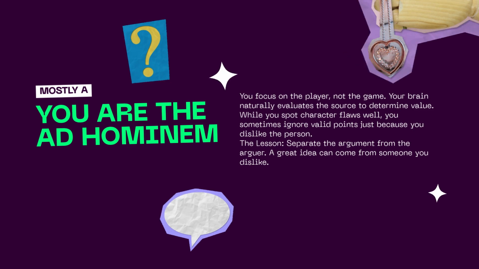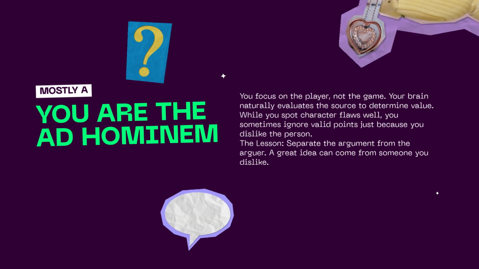Mostly A. You are the ad hominem. You focus on the player, not the game. Your brain naturally evaluates the source to determine value. While you spot character flaws well, you sometimes ignore valid points just because you dislike the person. The lesson. Separate the argument from the arguer. A great idea can come from someone you dislike.